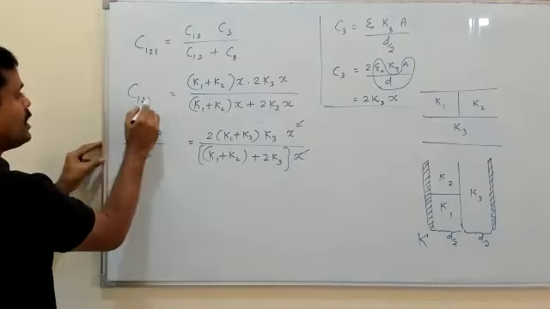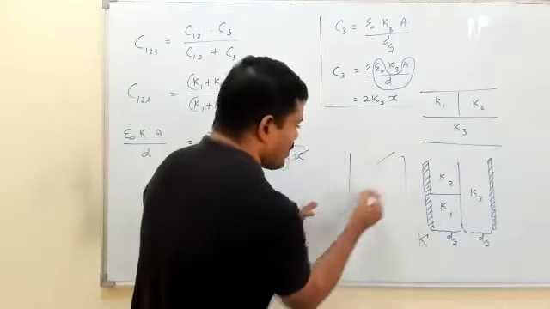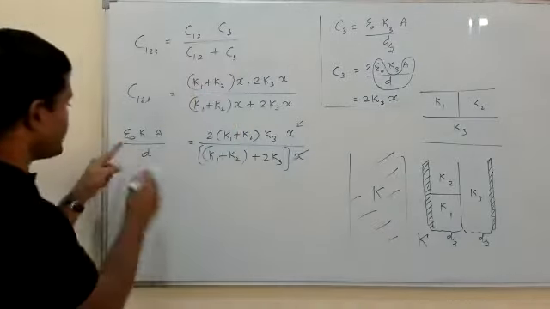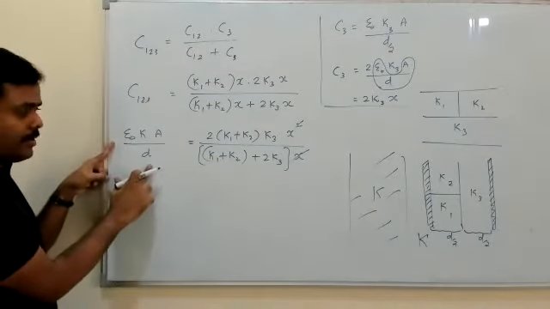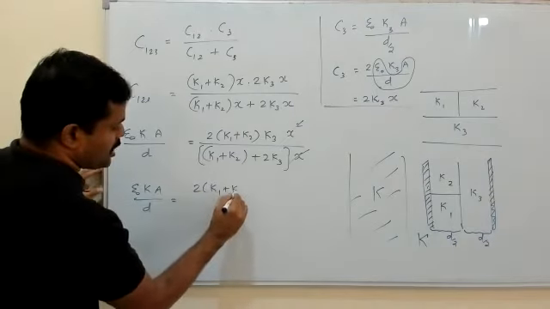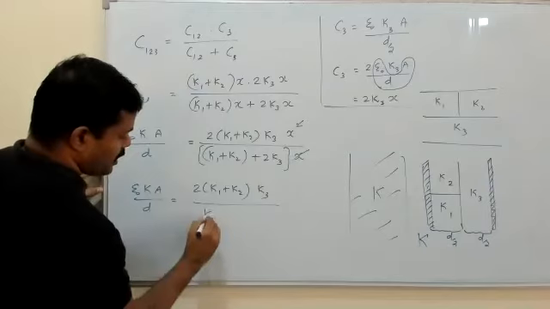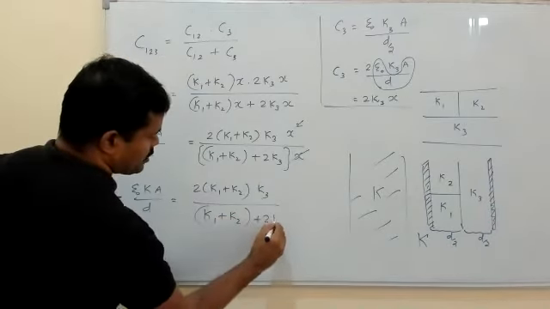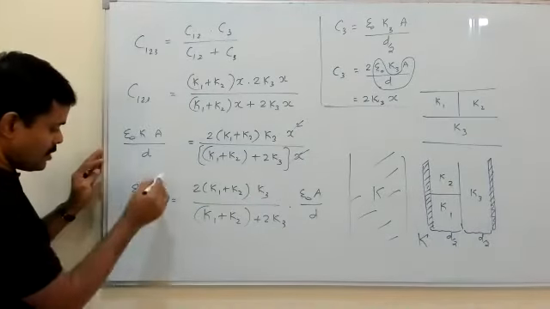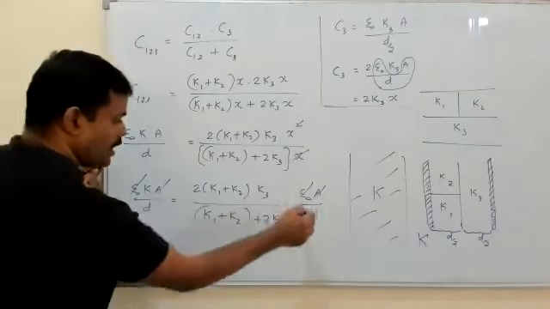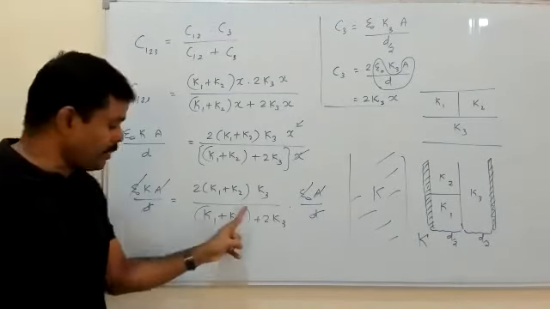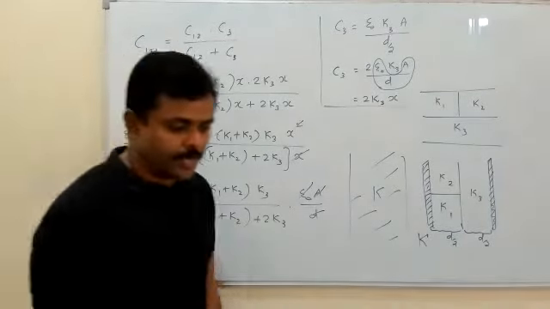Effective means what? I am replacing the whole capacitance with a single effective of K, the whole thing with a single effective. In that case, it is epsilon 0 Ka by d, equal to 2 into K1 plus K2 into K3 by K1 plus K2 plus 2K3 into X. What was X? We called epsilon 0 A by d as X. So epsilon 0 A by d cut. So final answer is K is equal to 2 into K1 plus K2 into K3 by K1 plus K2 plus 2K3. Did you understand this?